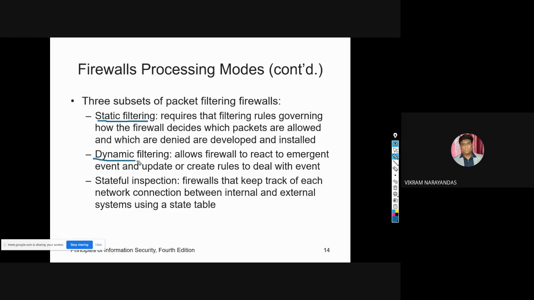Next, dynamic filtering allows the firewall to react to an emergent event and update or create rules to deal with the event. That means it allows only a particular packet with a particular source, destination, or port address to enter through the particular firewall.